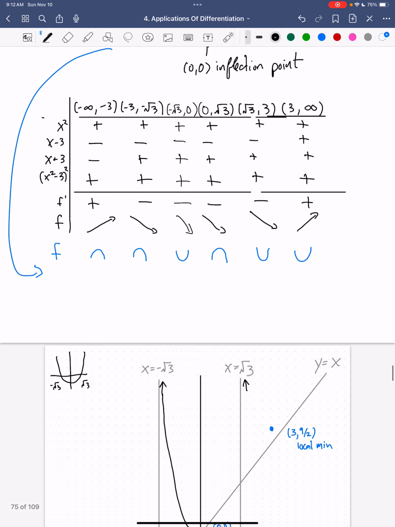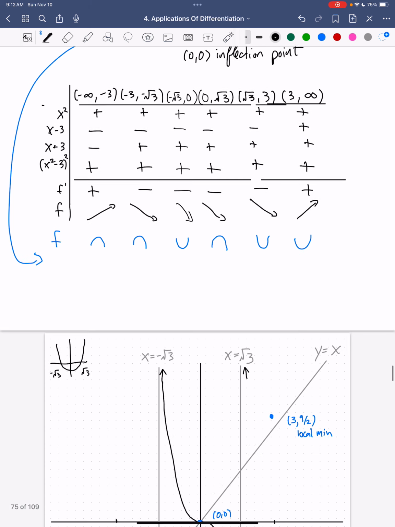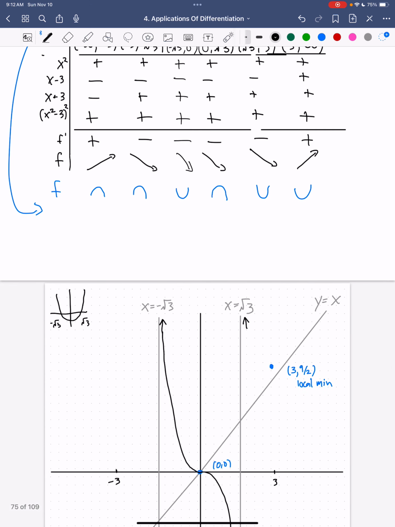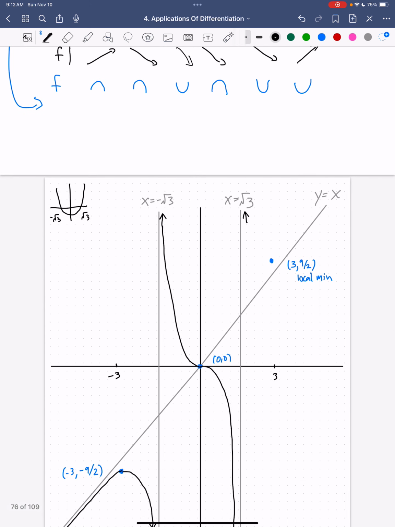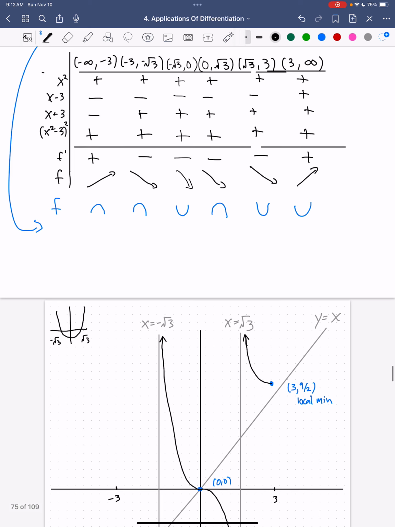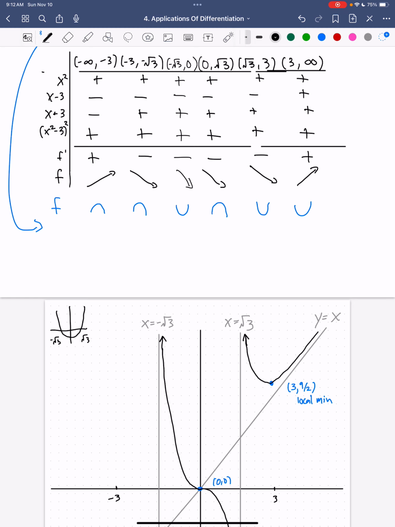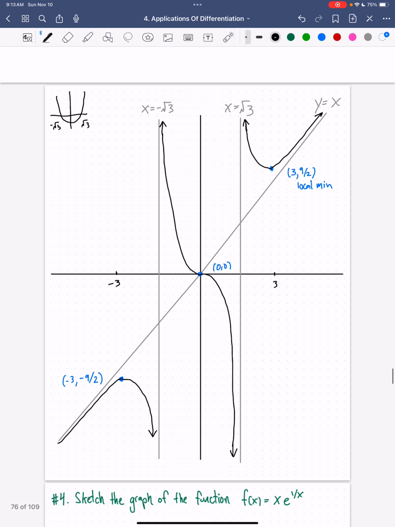Okay, and then for root 3 to 3, we're decreasing and concave up, and we know we have to go towards that local min. So we're decreasing concave up, and then from 3 to infinity, we're now increasing and concave up still, so following that slant asymptote. And then that's it. That's our graph.